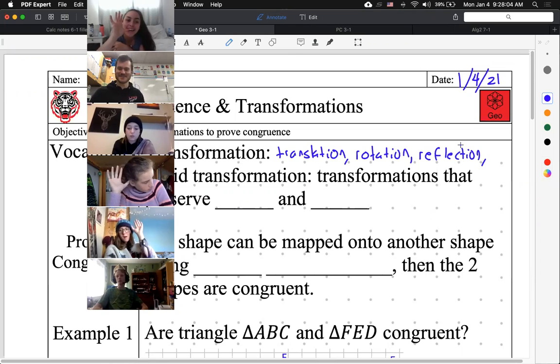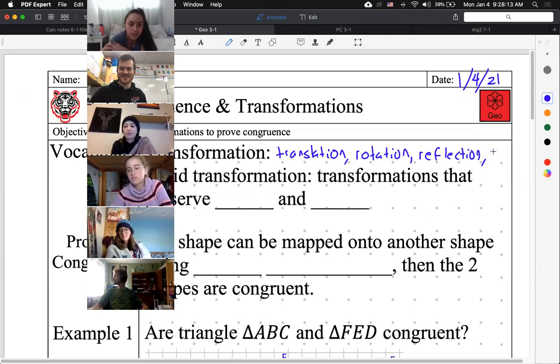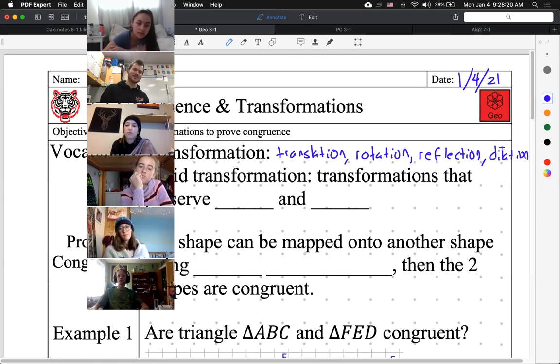All right, there's a bunch of hands to choose from. I don't want to choose. Let's go. I guess Jade. Dilation. There it is, dilation. Wait, that's not the rigid one, right? Yeah, it's not rigid, but it is a transformation.